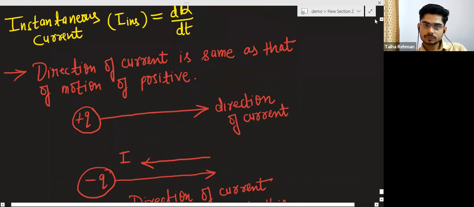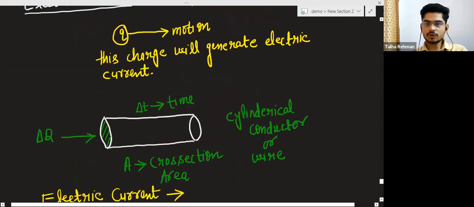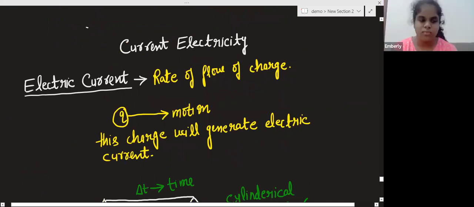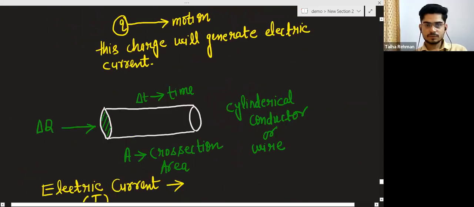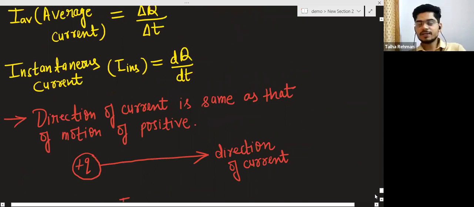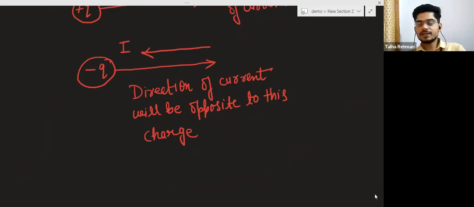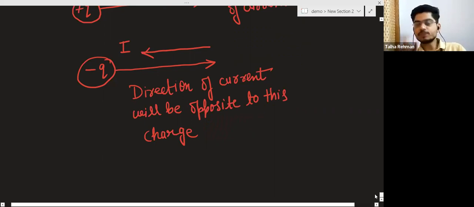So, have you written this? Yes, sir. Okay, good. So simply, current is the charge divided by time. And the direction of current is the same as that of positive charge, and the direction of current is opposite to the direction of motion of negative charge. Okay, you have to remember this.